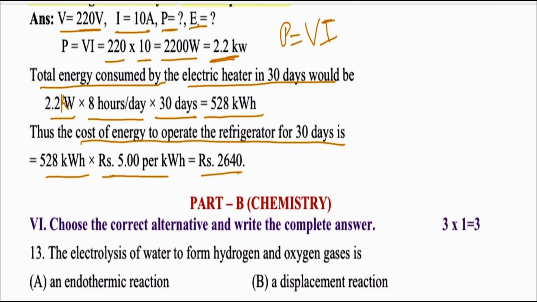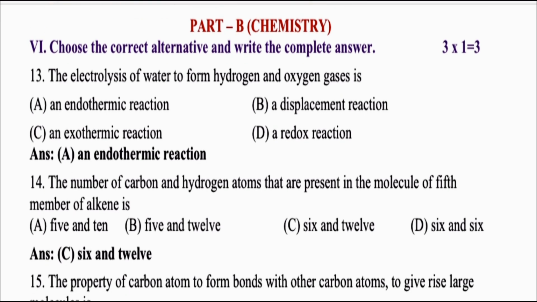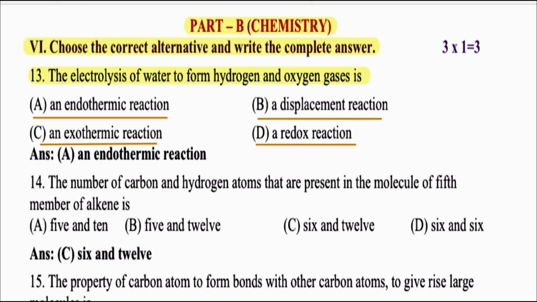Now let's go to part B, chemistry. Sixth main: choose the correct alternative and write the complete answer. Question number 13. The electrolysis of water to form hydrogen and oxygen gas is: option A, an endothermic reaction; option B, a displacement reaction; option C, an exothermic reaction; and option D, a redox reaction. The answer for this question is option A, an endothermic reaction.